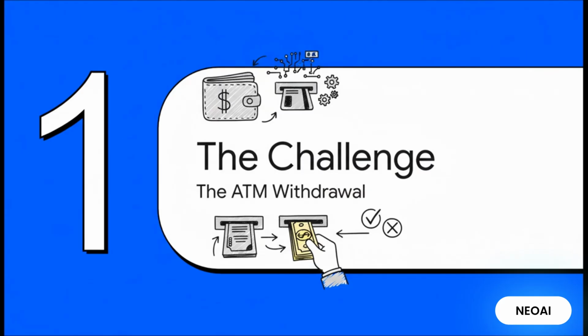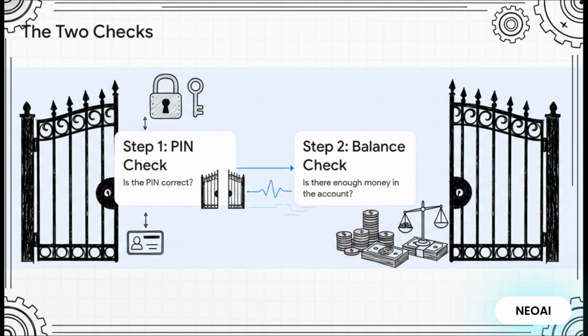All right, so let's set up our challenge. It's a classic, a simple ATM withdrawal. Before a single dollar bill comes out of that slot, the machine has to pass two absolutely critical checks. And these are the two big ones. Think of them as two security gates.